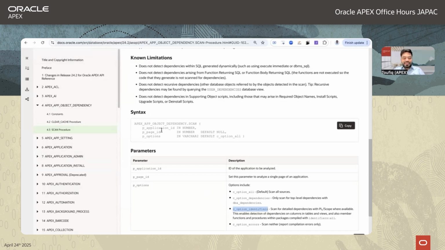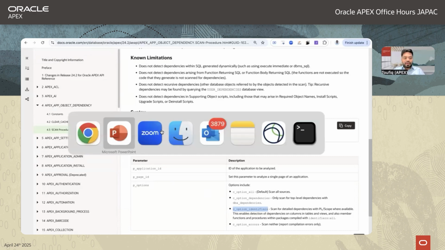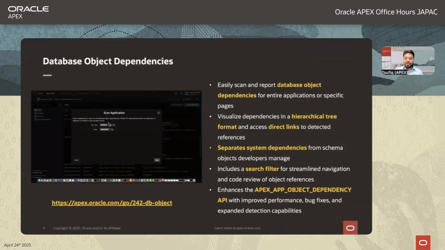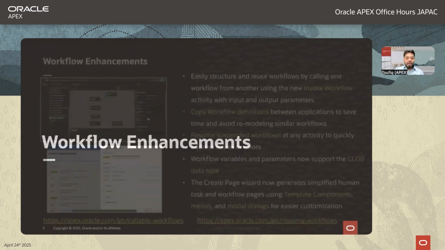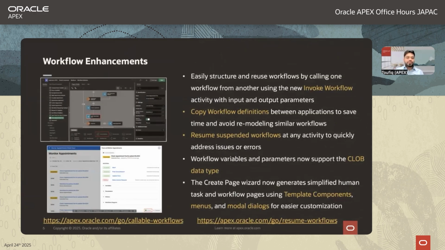I'm moving back to the second feature, which I like the most and I use it every day: workflow enhancements. As I said, workflows were introduced in 23.2, and we made a few enhancements. In Apex, we have a native workflow engine, as you all know. In 24.2, we introduced a new activity type called Invoke Workflow. Using this Invoke Workflow activity type, you can invoke one workflow from another.